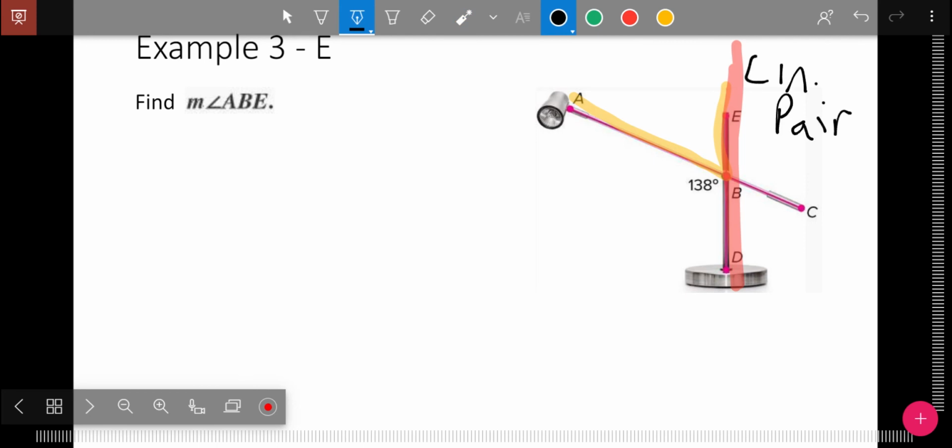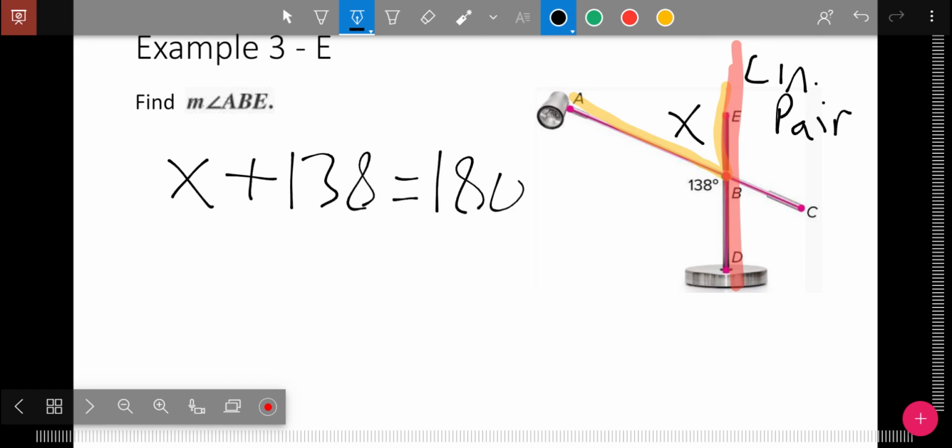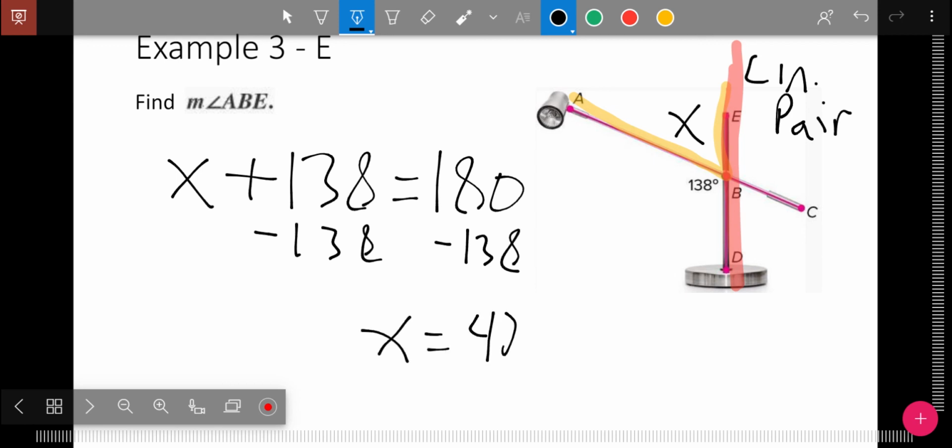All right. So that's the key word here, is that they're a linear pair. And I have to know that means they equal 180. And so I'll call this X for right now. X plus 138 equals 180. And so I minus 138 from both sides. I get X equals 42 degrees. And so that means ABE equals 42 degrees.